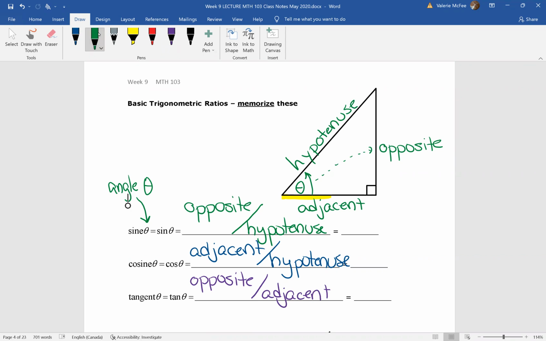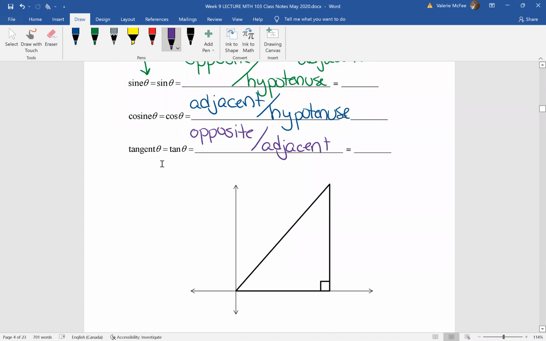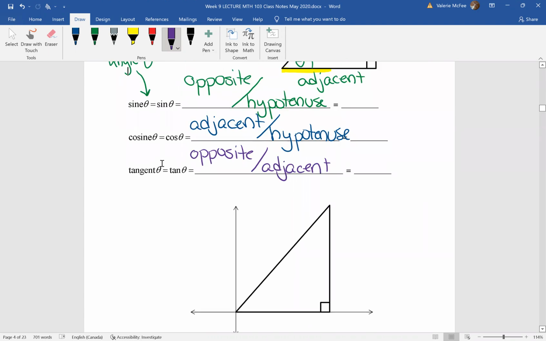Some of you might have learned this handy abbreviation known as SOHCAHTOA. Where we say that sine is opposite over hypotenuse, cosine is adjacent over hypotenuse, and tangent is the opposite over adjacent. As you move further along in mathematics, we move away from using opposite, adjacent, and hypotenuse, because we want to take our triangle now and draw it inside the coordinate plane.